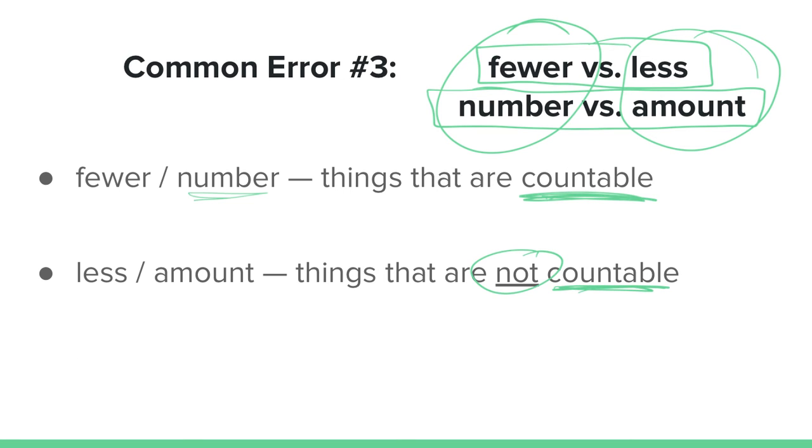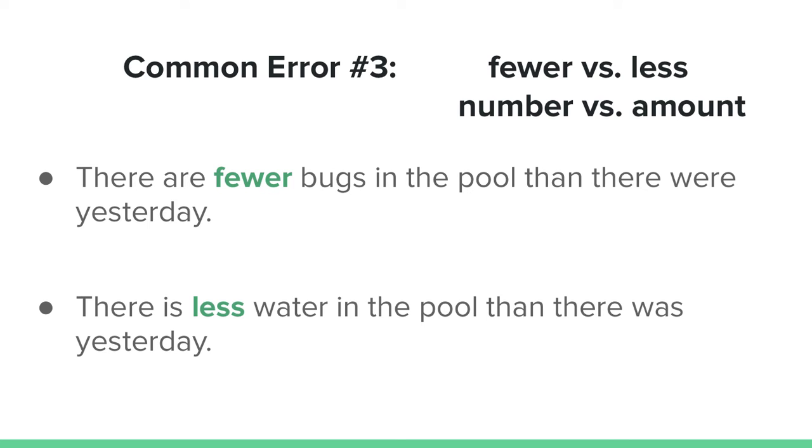So let's give some examples. There are fewer bugs in the pool than there were yesterday. Now, some people might put less, but if there are bugs in the pool, could you count them? You could, so it should be fewer. On the other hand, there is less water in the pool than there was yesterday. Can you count water? You can't count water. You could count gallons, but it doesn't say gallons of water. It just says water, and you can't count water. So it should be less, because it's not countable.